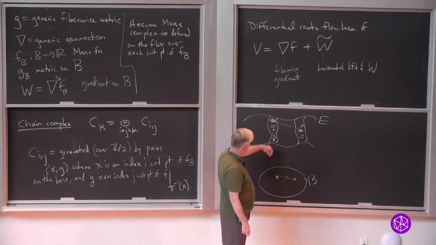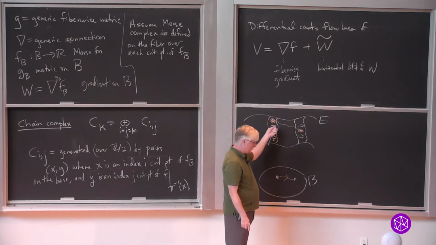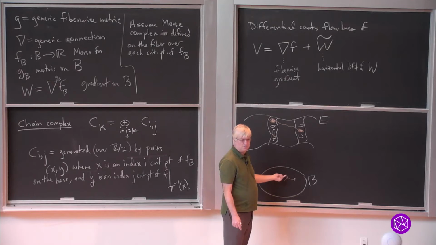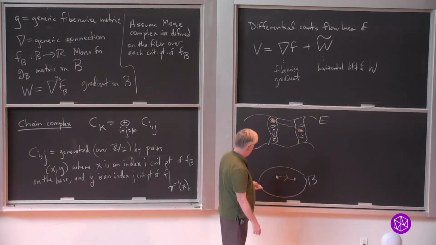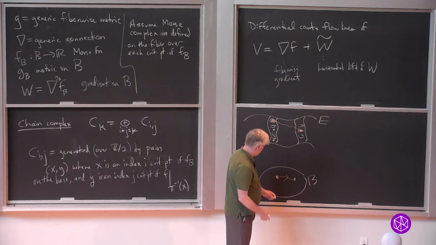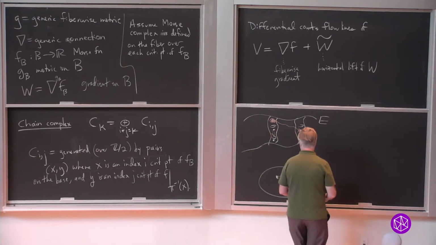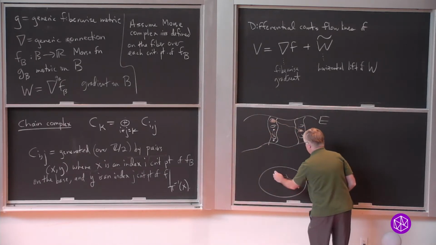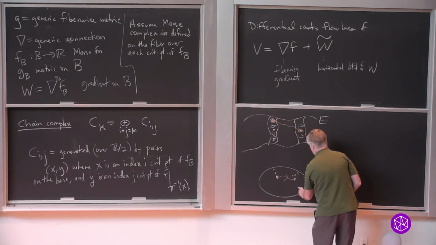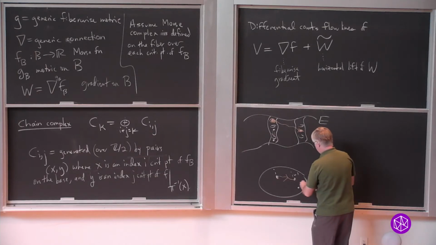Like if you just looked at D0 and D1, I think you would just get the homology of the base with coefficients. You get the E2 term of the spectral sequence. But then there are these higher maps. So if you have, let's say, this is index i minus 1, index i minus 2, you have flow lines like this.